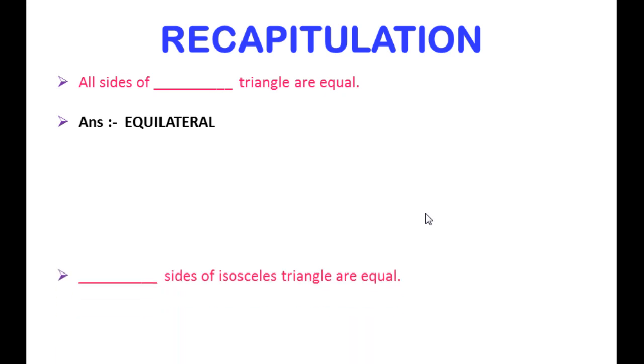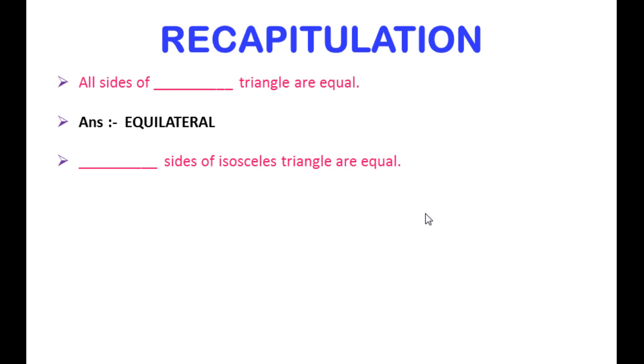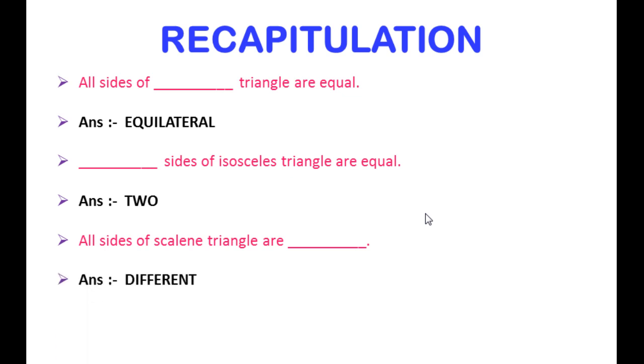Moving on to next. Dash sides of isosceles triangle are equal. So in isosceles triangle, how many sides are equal? Two. Two sides of isosceles triangle are equal. Third, all sides of scalene. In scalene triangle, all sides are what? All sides are different, or you can even write unequal in length. All sides are unequal, or all sides are different.